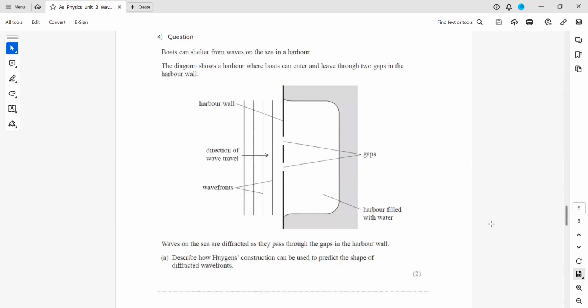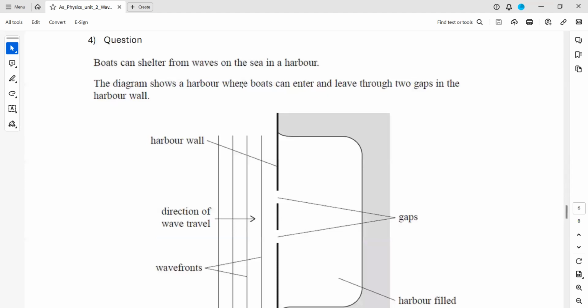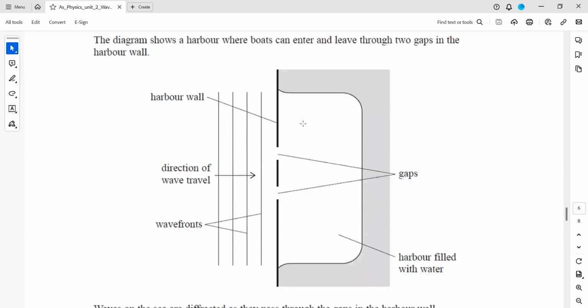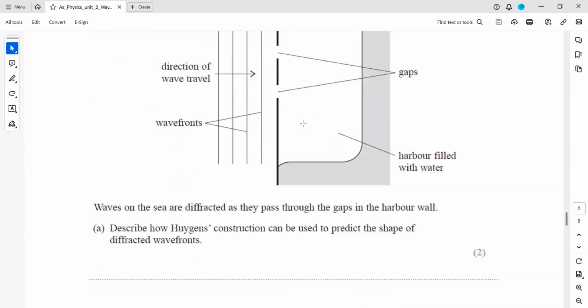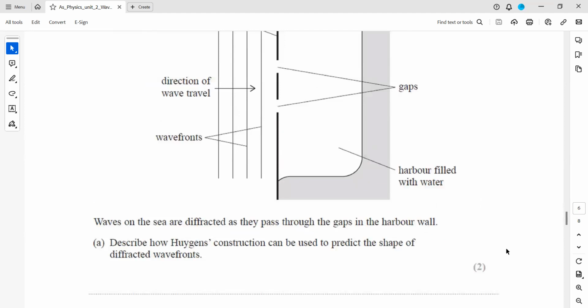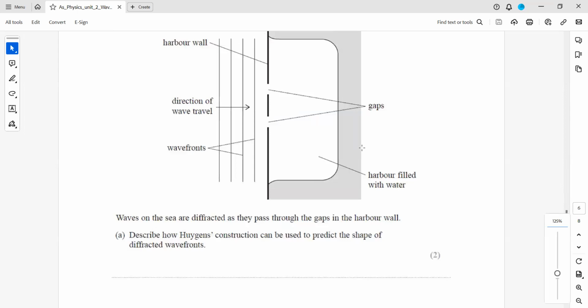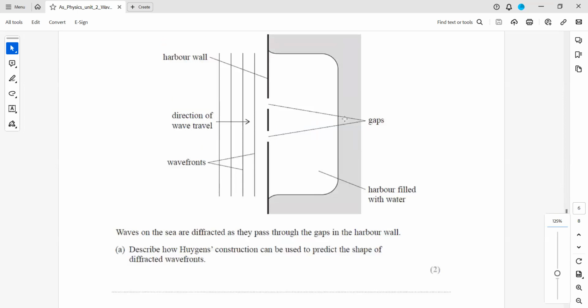In question 4, a boat can shelter from waves in a sea harbor. The diagram shows a harbor where the boat can enter and leave, and the gaps are there. Waves on the sea are diffracted as they pass through a gap in the harbor wall. Describe how Huygens construction can be used to predict the shape of a diffracted wavefront.